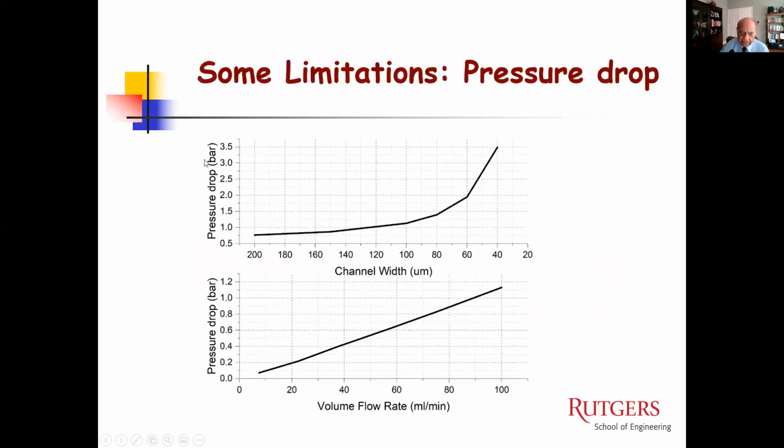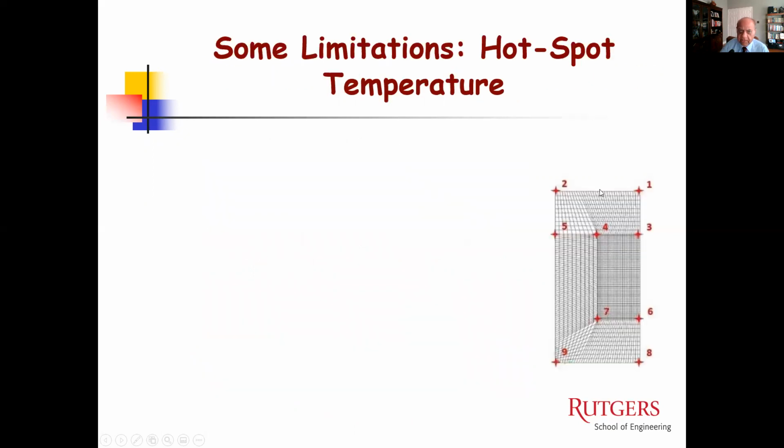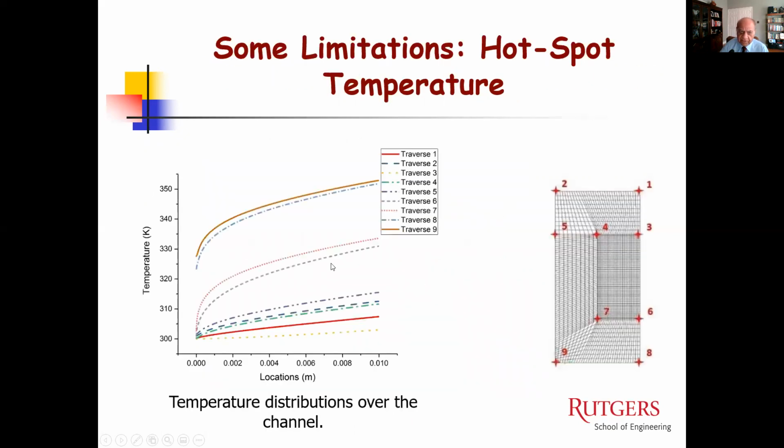There's a limitation on pressure, as I mentioned before. As you go through the volume flow rate, you would cut off because of the pressure drop, and again, you will cut off the channel width because of the pressure. There are limitations. Hotspot has similar limitations, as we mentioned. I had shown this picture before, that depending on the traverse, you find out where the traverse one ends up being the highest point, which is the hotspot.